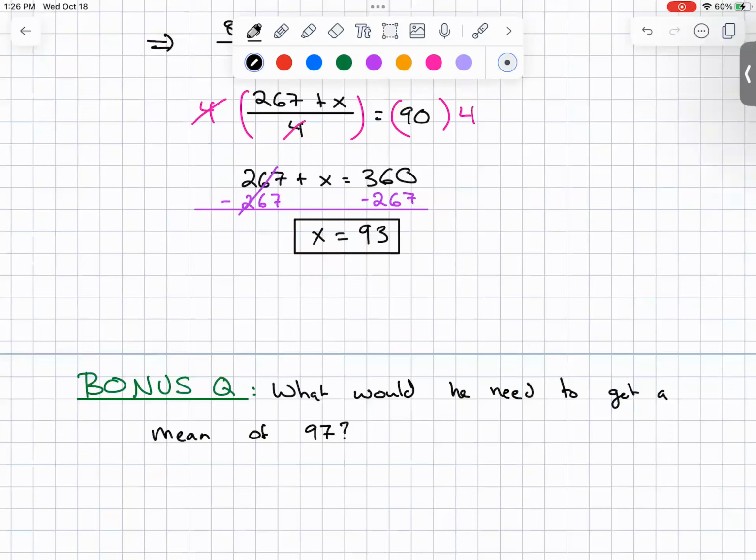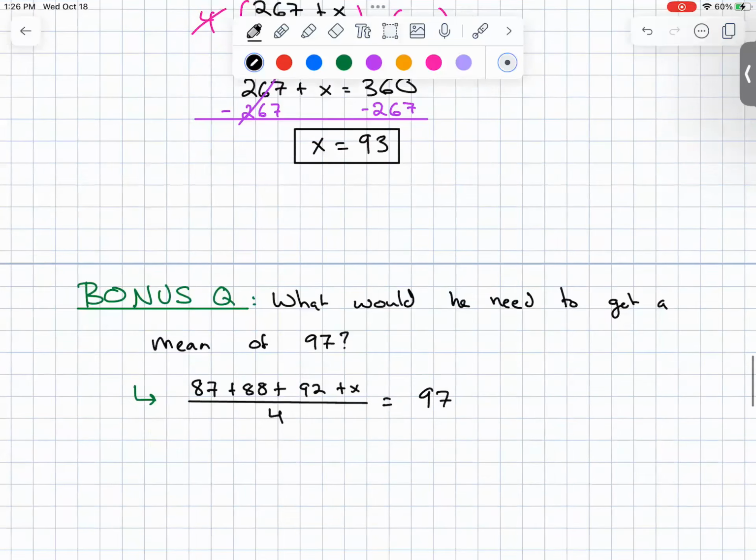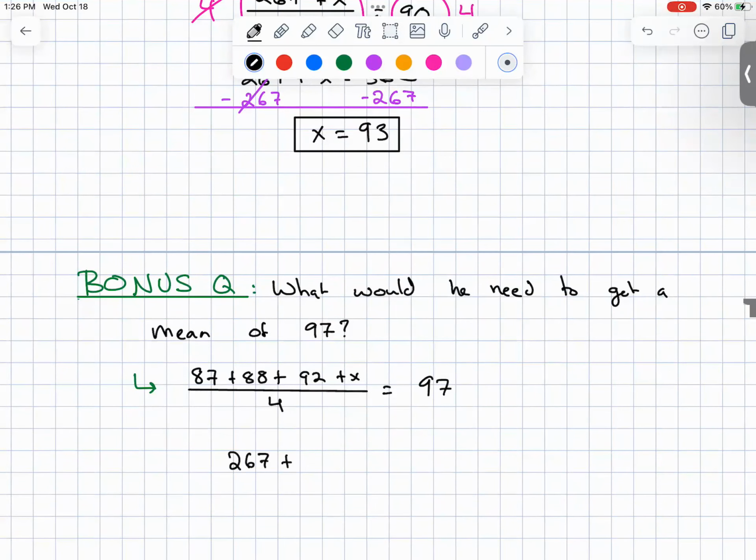And this is a very, very common thing. This is what I would do. It's the same situation, right? We still have 87 plus 88 plus 92 plus X divided by 4 equals 97 now instead of 90. And once again, we still get 267 plus X divided by 4 equals 97. And so the only thing that's changed here is we're just multiplying 97 by 4 instead of 90 by 4.